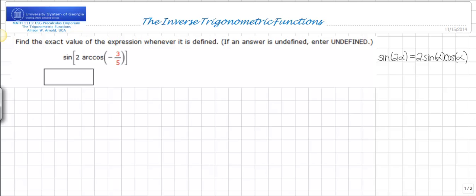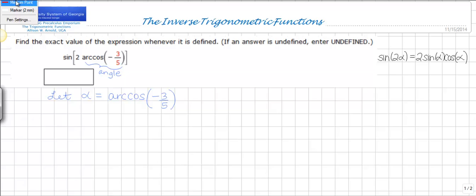And the reason I say that is because I have here sine of 2 times the arc cosine of negative 3/5. And what you have to keep in your mind is that arc cosine of negative 3/5 itself represents an angle. So let's make a substitution here. Let's let alpha be the arc cosine of negative 3/5.